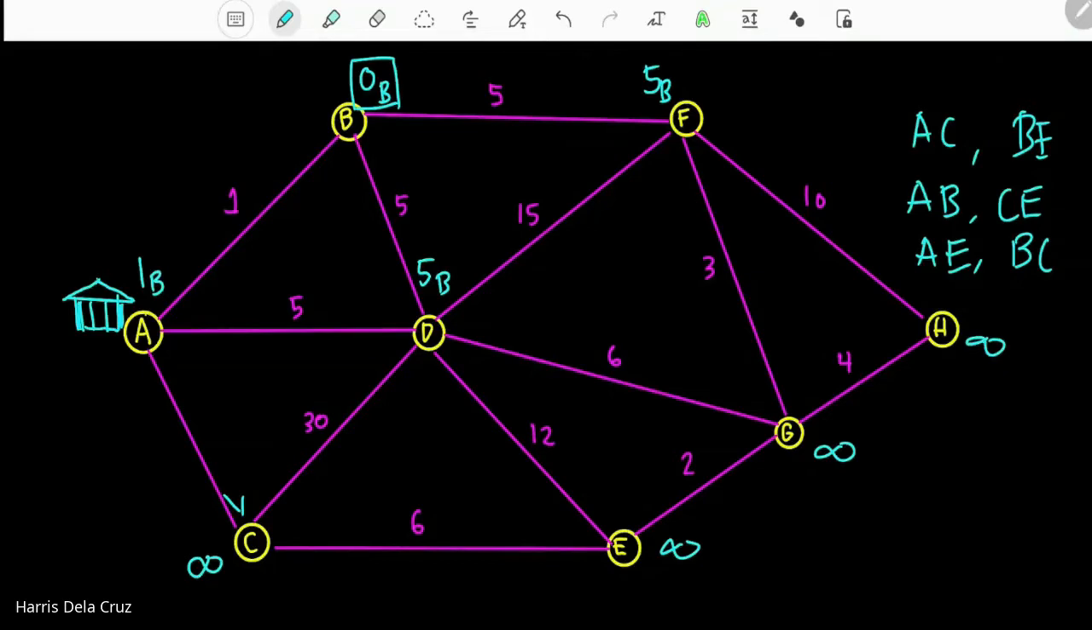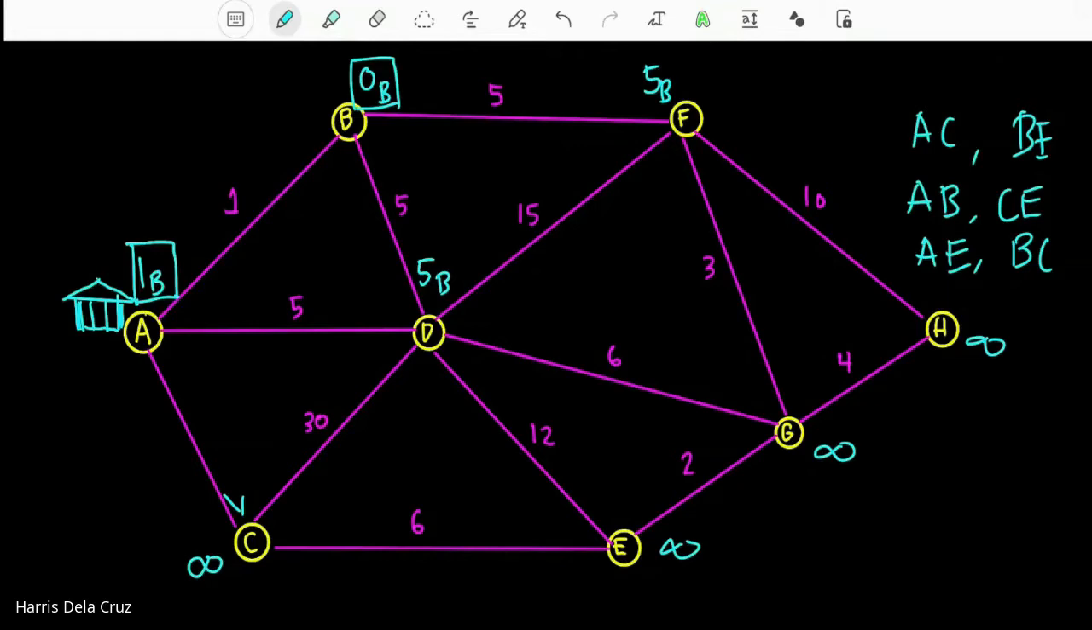So we look at the labels and see that A has the least possible label. So we will now make this label permanent. And then we visit A this time. From A, we no longer need to go back to B. So from A, we can go to D.